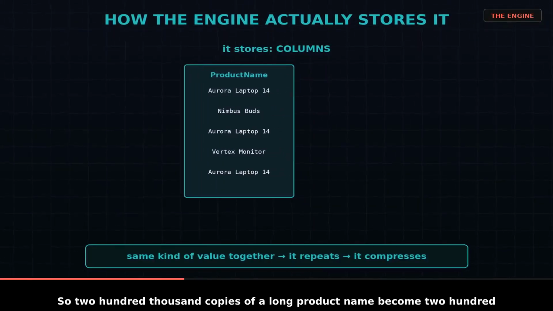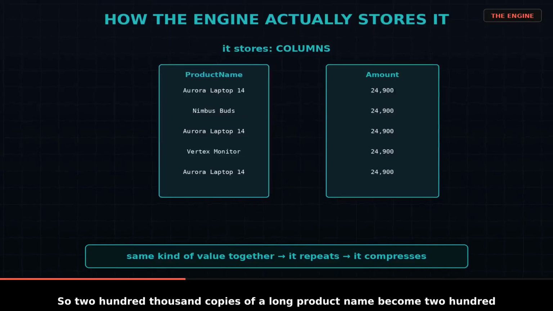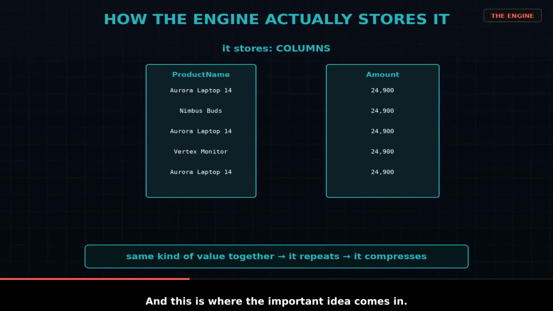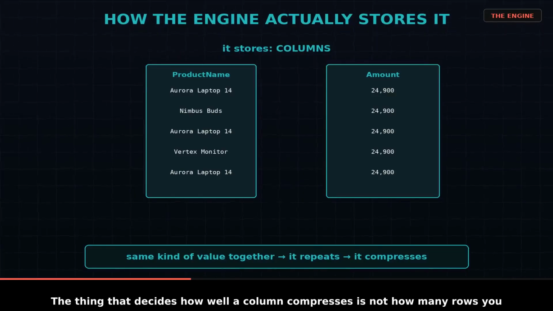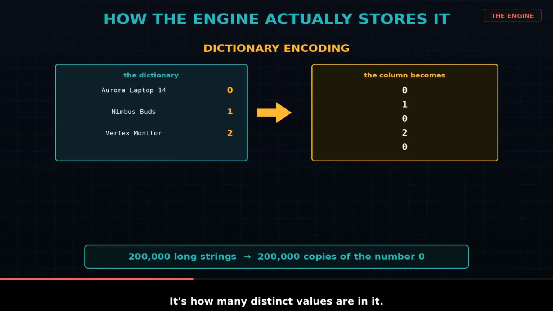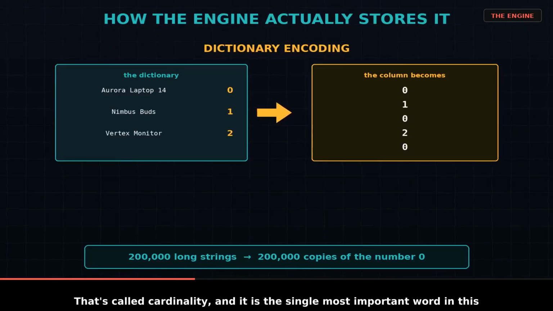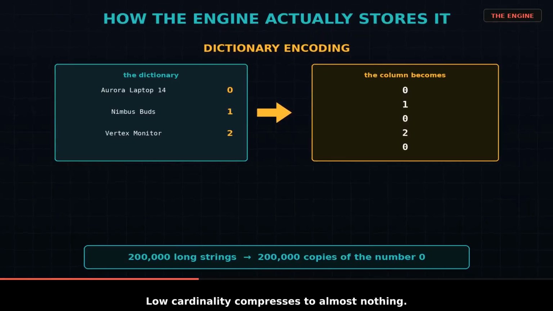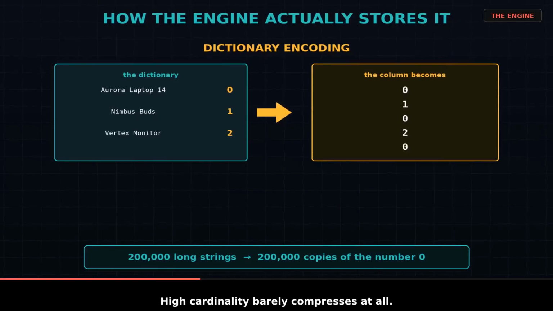So 200,000 copies of a long product name become 200,000 copies of the number 0, which is tiny and which then compresses again. And this is where the important idea comes in. The thing that decides how well a column compresses is not how many rows you have. It's how many distinct values are in it. That's called cardinality, and it is the single most important word in this video. Low cardinality compresses to almost nothing. High cardinality barely compresses at all.